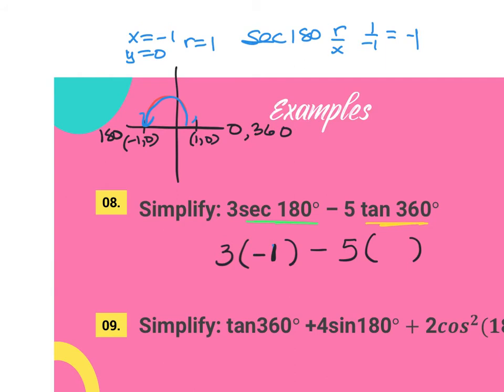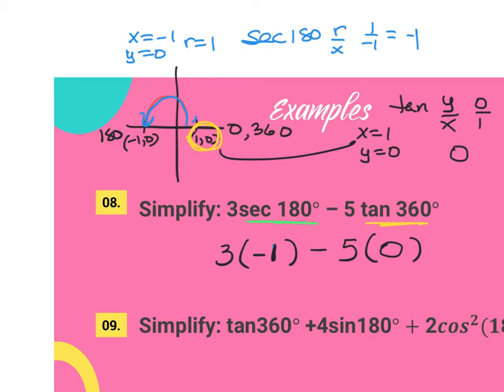Now I have to do tangent of 360. So for the 360, I'm using this ordered pair. Remember, tangent is y over x. So my ordered pair here, x is 1, y is 0. So 0 over 1, tangent of 360 is 0. So I put a 0 here.